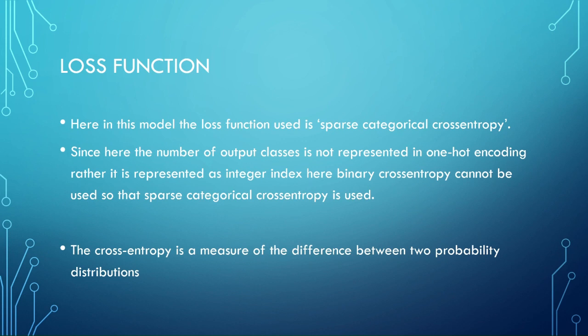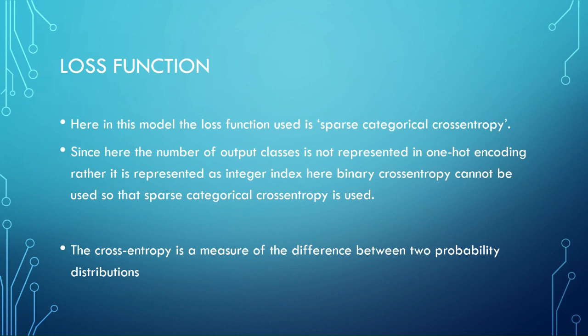Loss function. In this model, the loss function used is sparse categorical cross entropy. Since here the output classes are not represented in one-hot encoding, but rather as integer indices, binary cross entropy cannot be used. So sparse categorical cross entropy is used. Cross entropy is a measure of the difference between two probability distributions. Here there are more than 2 or 3 output classes. Then based on the probability distribution of all these classes, the output is predicted.